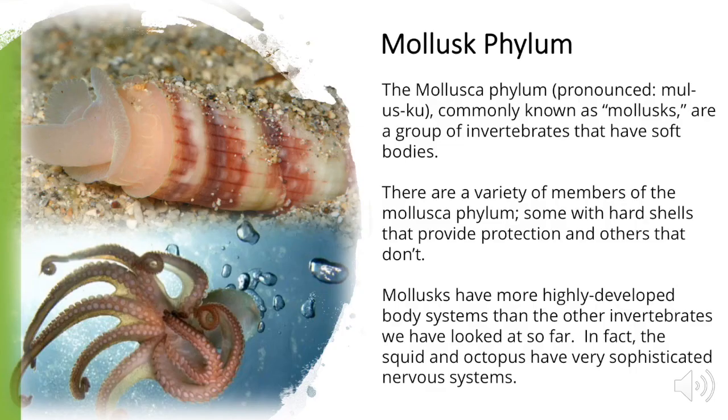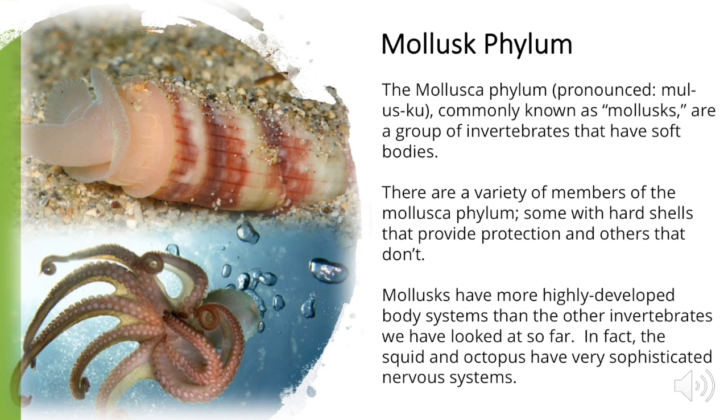These are called mollusca. The mollusca phylum, commonly known as mollusks, are a group of invertebrates that have soft bodies. That is the unique defining characteristic of a mollusk, their soft bodies. There are a variety of members of the mollusca phylum, some with hard shells that provide protection, like the one on the top in this picture right here. You can see the shell that wraps around the body. And then others that don't, like the squid on the bottom. You see it doesn't have any hard shell around it, but it's much larger.